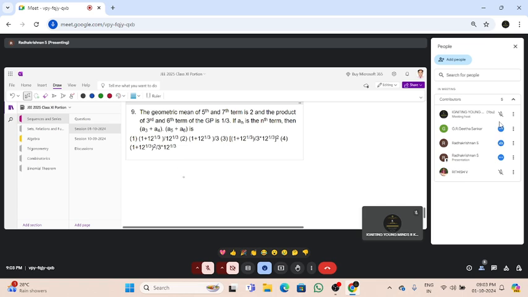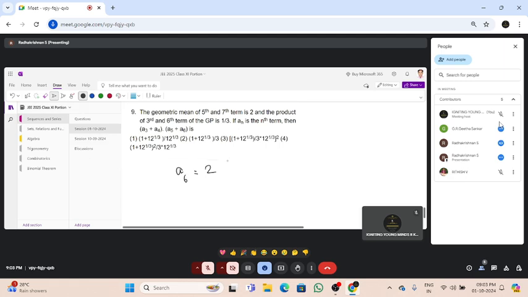So geometric mean of 5th and 7th term என்ன இருக்கும்? 6th term தான் இருக்கும் இல்லையா? So we can say that a6 equal to 2. நீங்க அப்ளை பண்ணி போடலாம். If you put the formula for the 5th term also, you're going to get the same thing. Geometric mean of 5th and 7th term will be the square root of the product of 5th and 7th term. So that will be the 6th term. So a6 equal to 2.